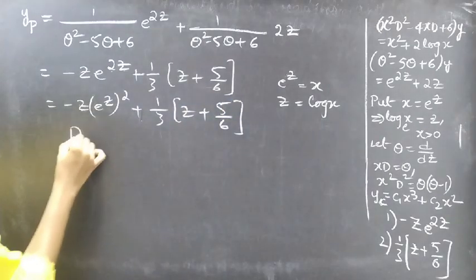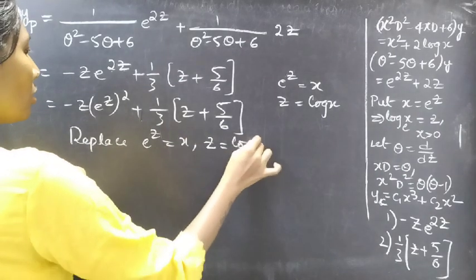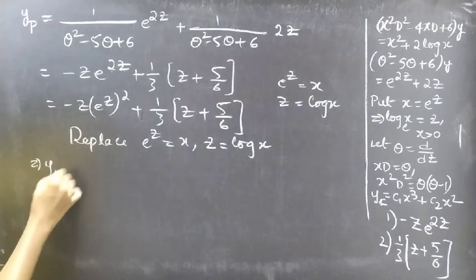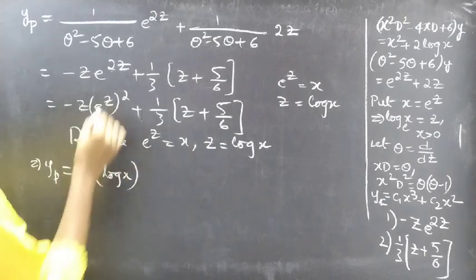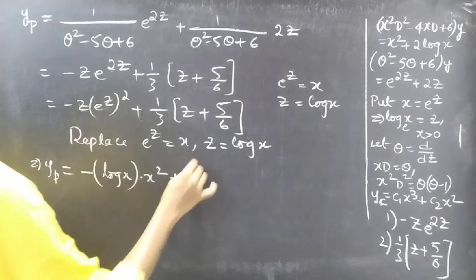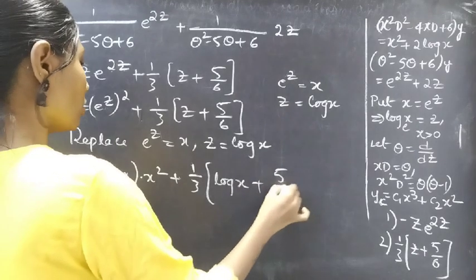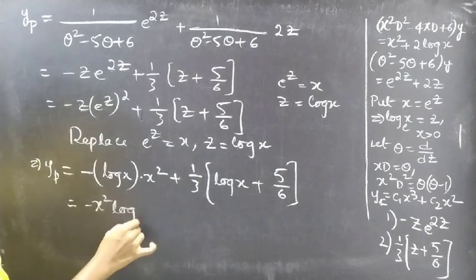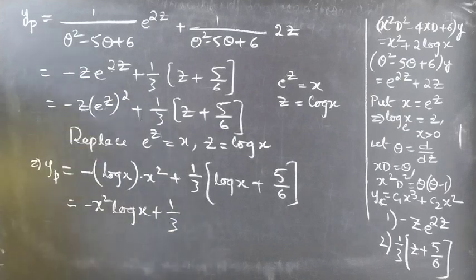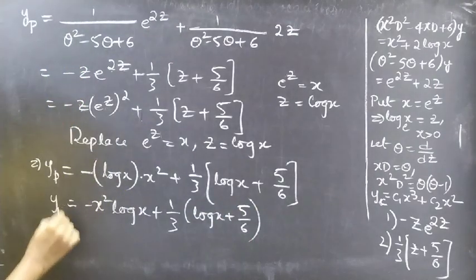Now let's replace e power z by x and z by log x. Then yp becomes minus, replace z by log x, we'll get log x, into, replace e power z by x, we'll get into x square, plus 1 by 3 into, replace z by log x, we'll get log x plus 5 by 6, right? Or we can write it as minus x square log x plus 1 by 3 into log x plus 5 by 6. So this is our required yp.